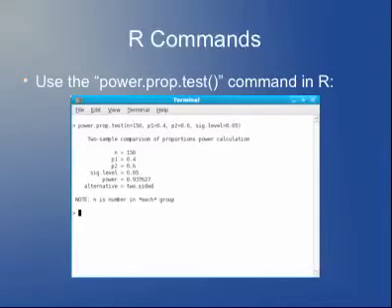So in this case, we say power.prop.test, sample size of 150 in each group. The proportion of success expected in the first group is 0.4. The proportion of success expected in the second group is 0.6. Use the p less than 0.05 cutoff as usual. In this case, we see we have about 93.7% power to detect the difference between these two groups.